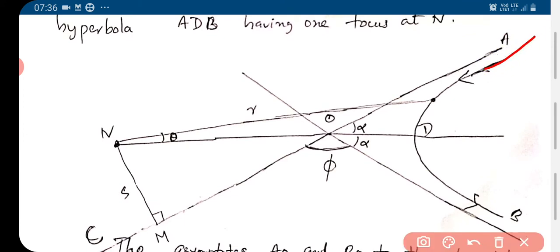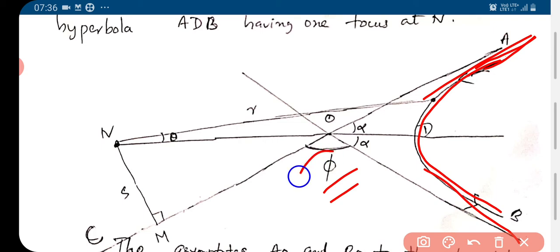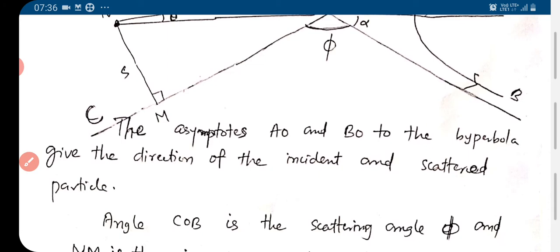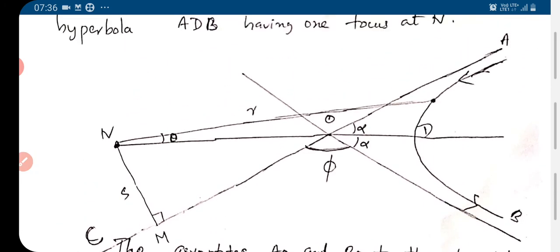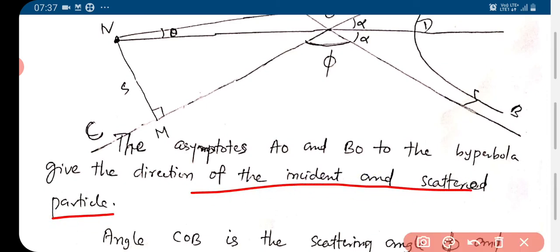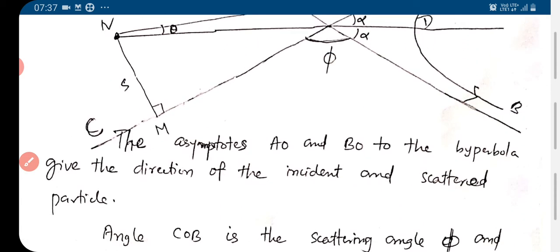This was coming in a straight line from here and it changes into a hyperbolic path. And phi, we know, is the scattering angle. This is the initial direction and this is the final direction. That change is phi. So the asymptotes AO and BO to the hyperbola give the direction of incident and scattered particle.